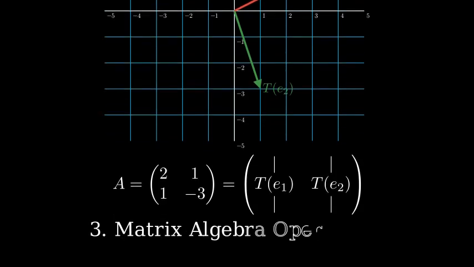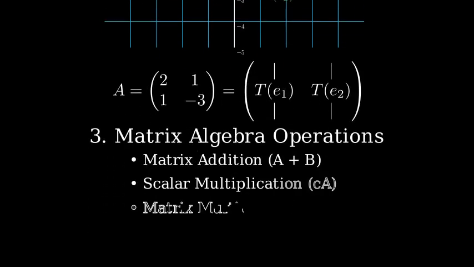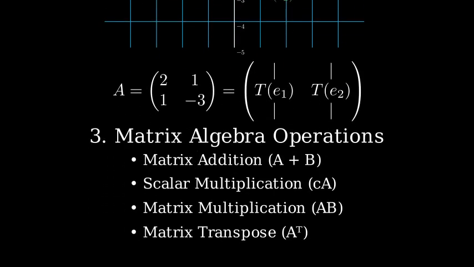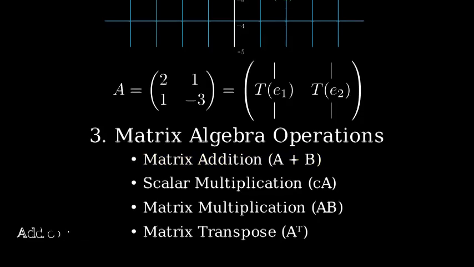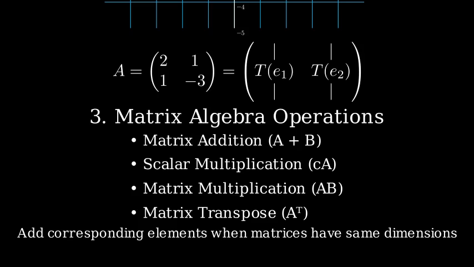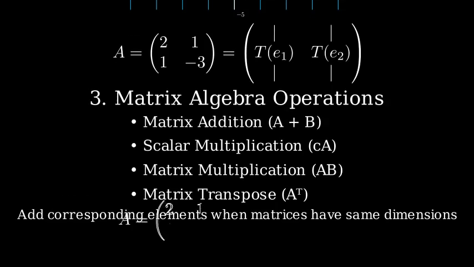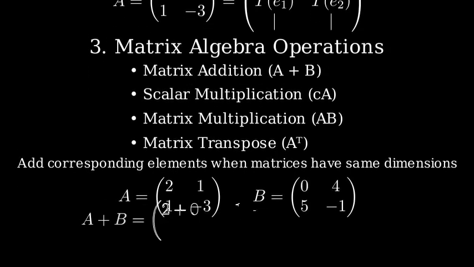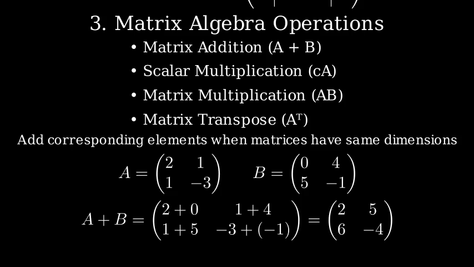Now, let's discuss basic matrix operations. Given two matrices A and B of compatible sizes, we can perform several operations. First, matrix addition. When matrices have the same dimensions, we can add them element by element. For example, if A equals the matrix we found earlier, and B is this matrix, then A plus B is calculated by adding corresponding elements.